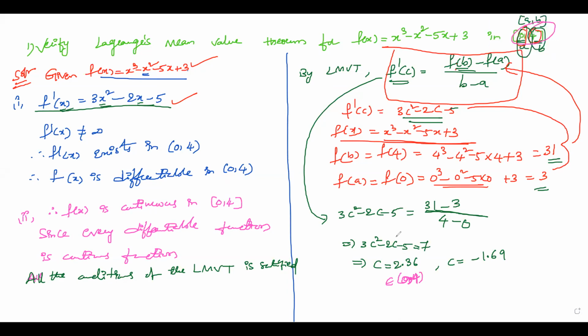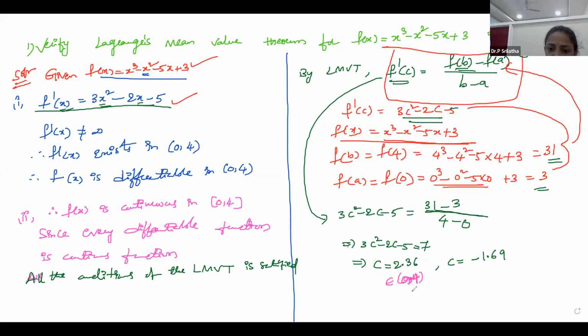Yes, 2.636 is in between 0 and 4, right? It will be there in between 0 and 4. But does this belong to the open interval (0, 4)? 0 to 4 are positive values, but here we are having a negative value. So that is not in the open interval (a, b), or the open interval (0, 4), right?